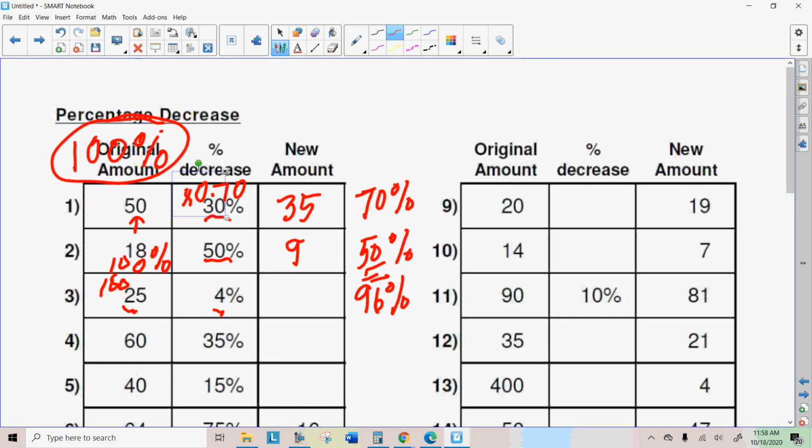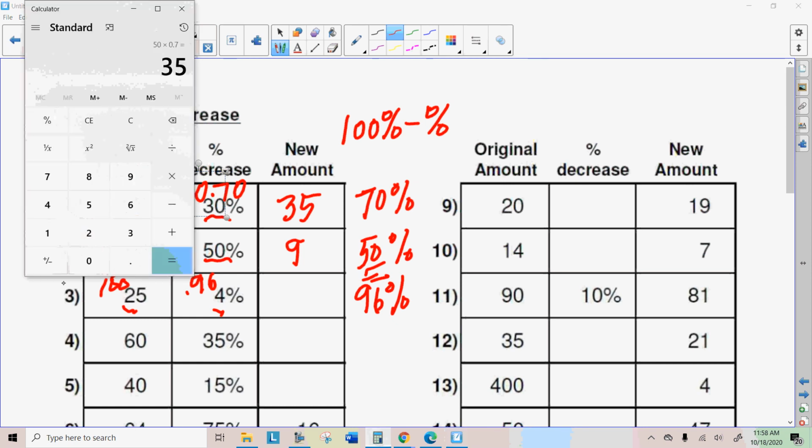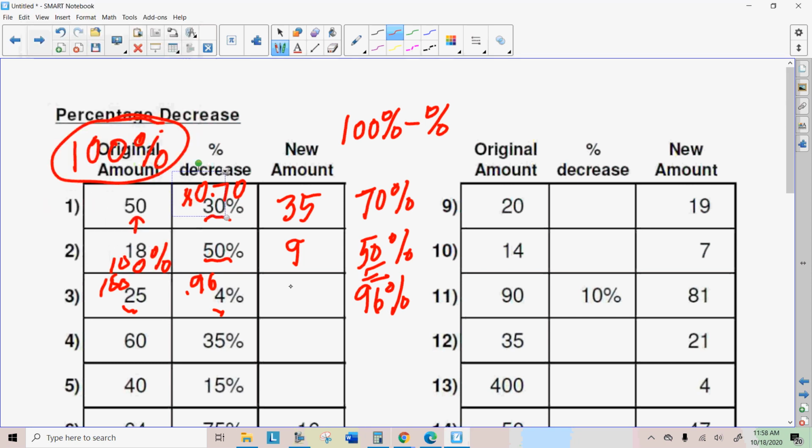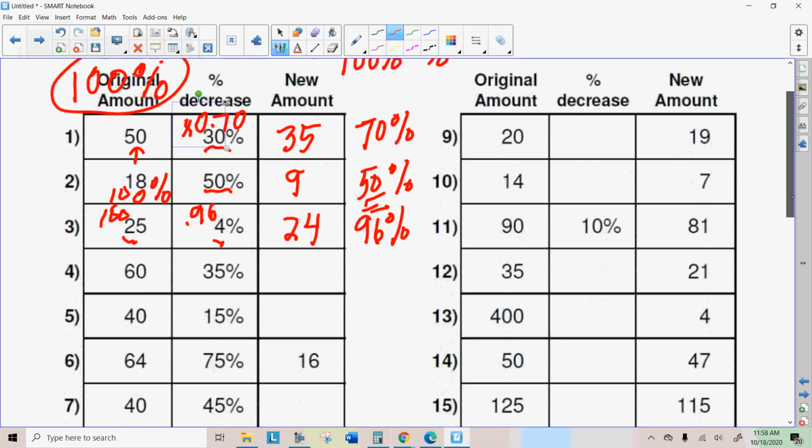So let's write this work up here. 100% minus whatever percent your decrease is. So I want 96%, and the decimal for 96% is 0.96. So I'm going to do my original amount, 25 times 0.96, and that's actually going to take away 4%. So my new amount is 24. All right, you do the rest of those, and let's see if you get them right.